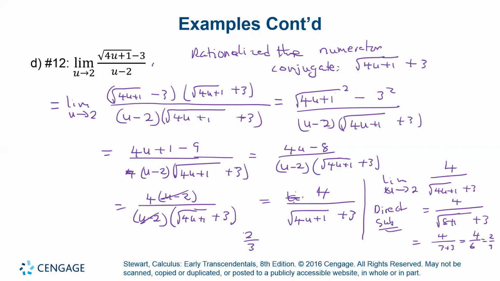2 over what? 3. Now, I know this takes a longer time, but you've got to be patient. You can rationalize sometimes. If the radical appears in the bottom, then you rationalize the denominator. This one is in the numerator, so we rationalize. And to rationalize, you what? You multiply the top and the bottom by the conjugate.